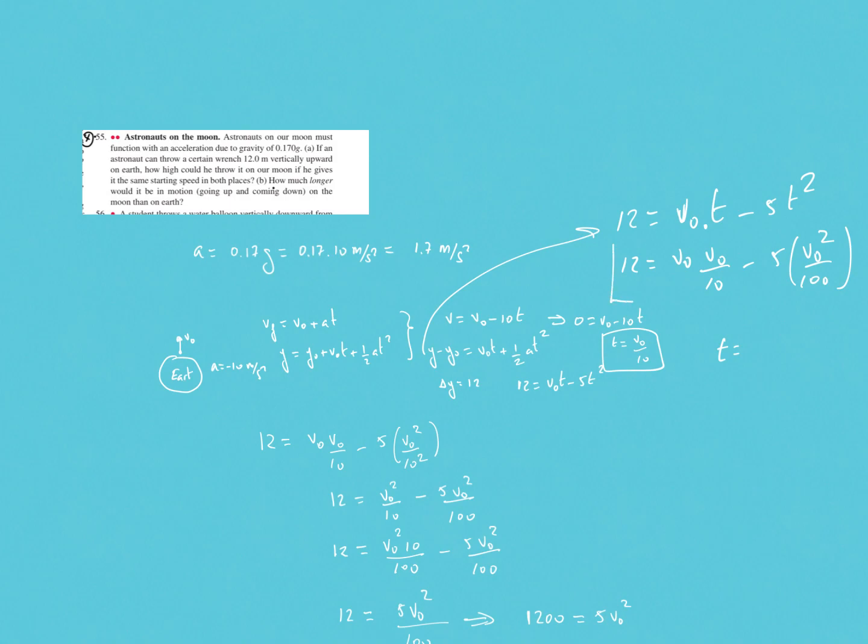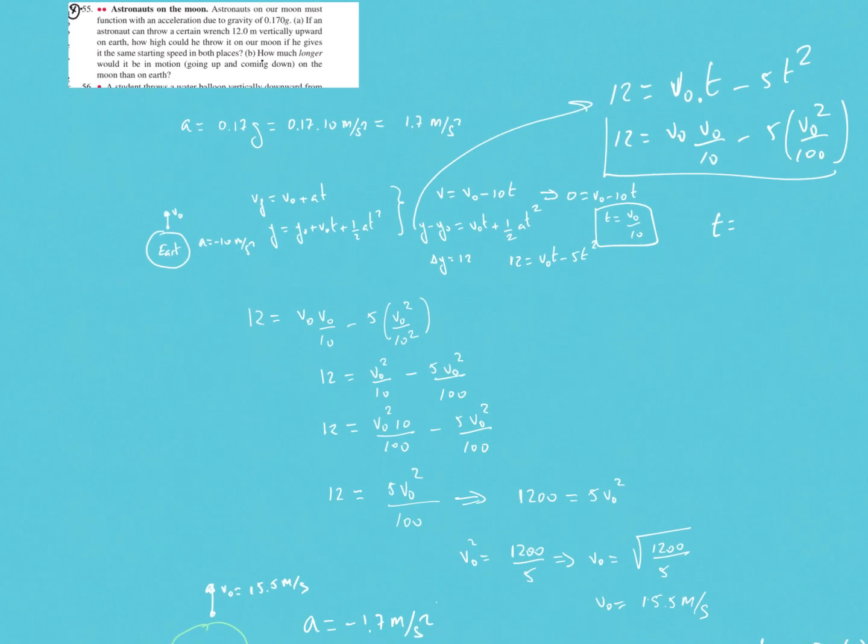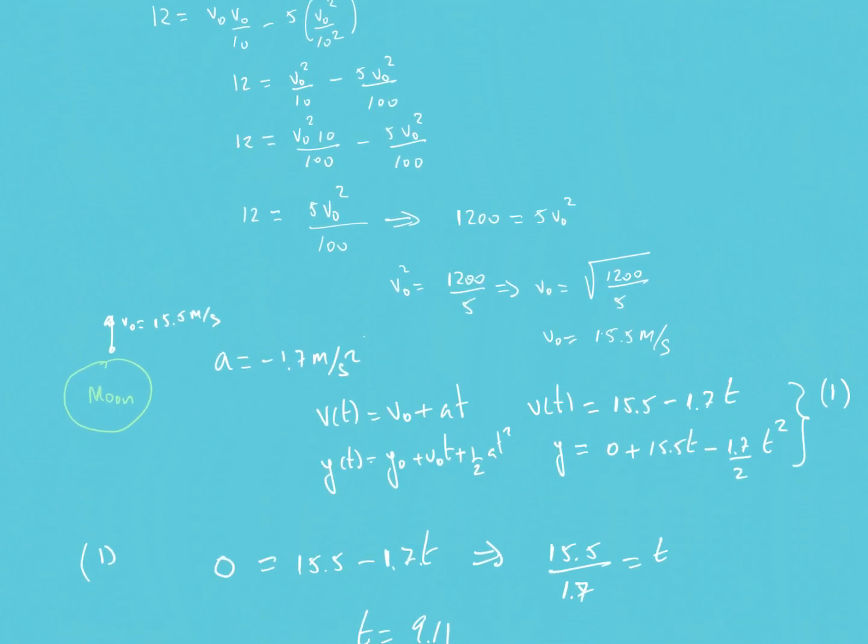Okay, so I have this equation. What I have to do now is solve for V0. If you do it, you will find that the initial velocity is 15.5 meters per second. So the time elapsed for the object to go to the maximum height, in this case, t is V0 divided by 10, by the acceleration. So it's 15.5 divided by 10, so the time elapsed to go to the maximum height is 1.5 seconds.